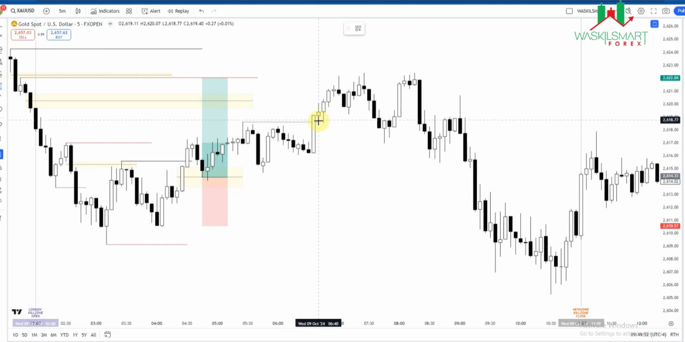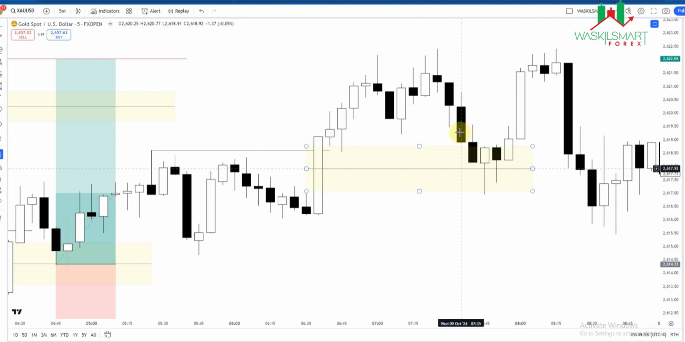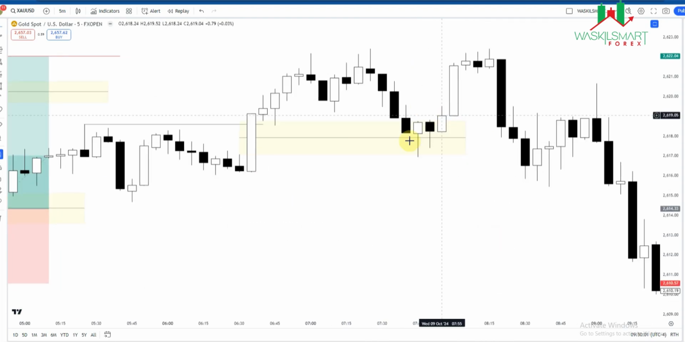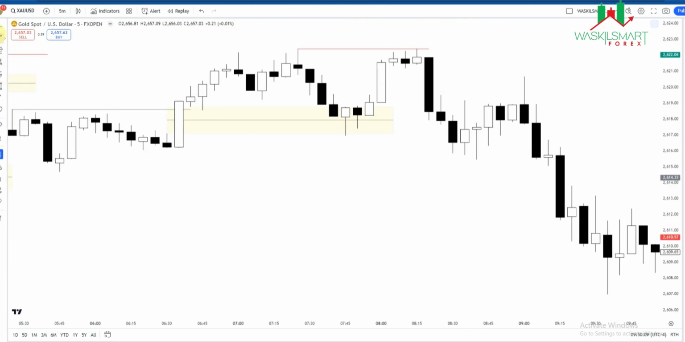Market reacted from this fair value gap here. So you can see this whole reaction from the middle of the fair value gap. The market traded high. Then I was expecting the market to take out this liquidity, which the market did not do. The market came back here to break this low.